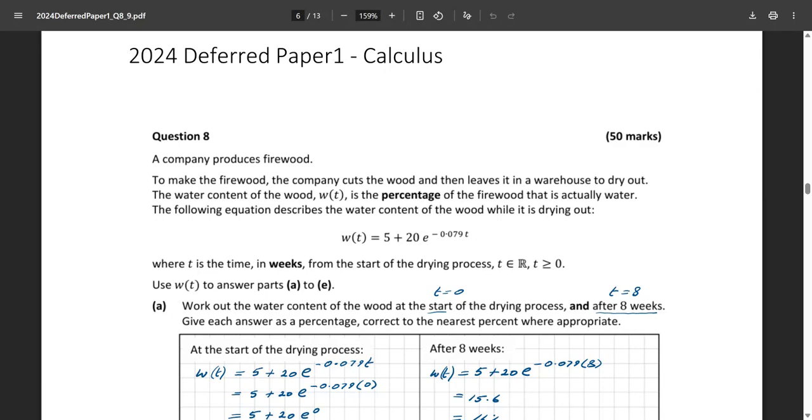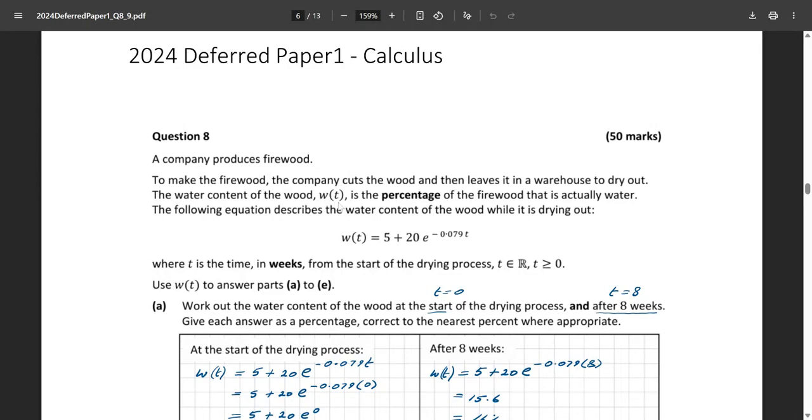This is the 2024 Deferred Paper 1. It's a calculus question from section B, and it's question 8. So just to read what's going on first, a company produces firewood, and to make the firewood they cut the wood and leave it in the warehouse to dry out. So this is about the water content in the wood, the water content which is called W(t).